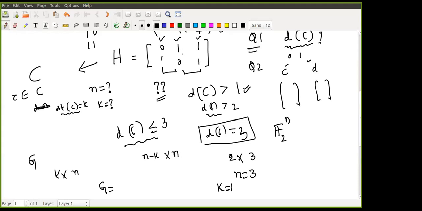It is for C perp. So every vector in G is orthogonal to this, right? So now this is the parity check, and this is the generator matrix also. It is the generator matrix for C perp. That is another way to look at the parity check matrix.